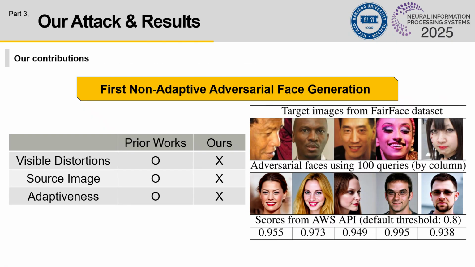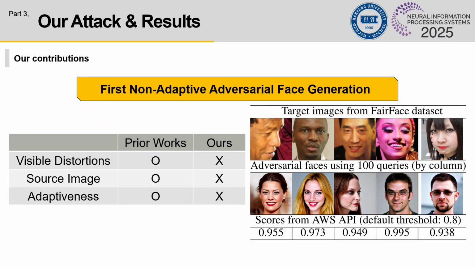This slide summarizes the key contributions of our attack. We outline three major differences: no visible distortions, no source image, and non-adaptiveness. From these innovations, we call ours the first non-adaptive adversarial face generation method. We generate adversarial faces in one shot, making the process more efficient and harder for defenders to detect via iterative query patterns.